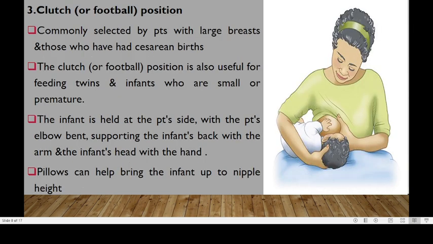The third position is the clutch hold or the football position. This is commonly selected by patients with large breasts and those who have had cesarean section. The clutch position is also useful for feeding twins and infants who are small or premature. The infant is held at the patient's side with the patient's elbow bent, supporting the infant's back with the arm and the infant's head with the hand. Pillows can be used to bring the infant up to the nipple height.